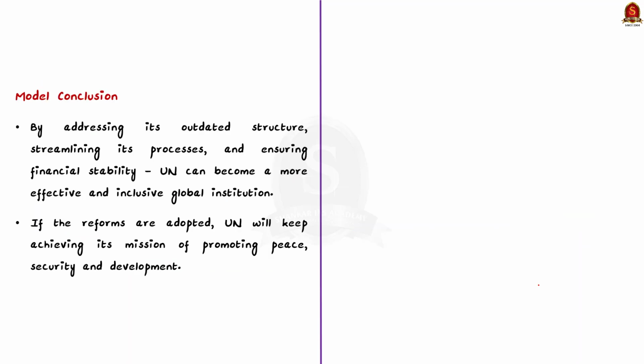Moving on to the conclusion part. Thus, by addressing its outdated structure, streamlining its processes, and ensuring financial stability, the UN can become a more effective and inclusive global institution. If the reforms are adopted at regular intervals, then the UN will keep achieving its mission of promoting peace, security, and development. So that's all about this discussion.